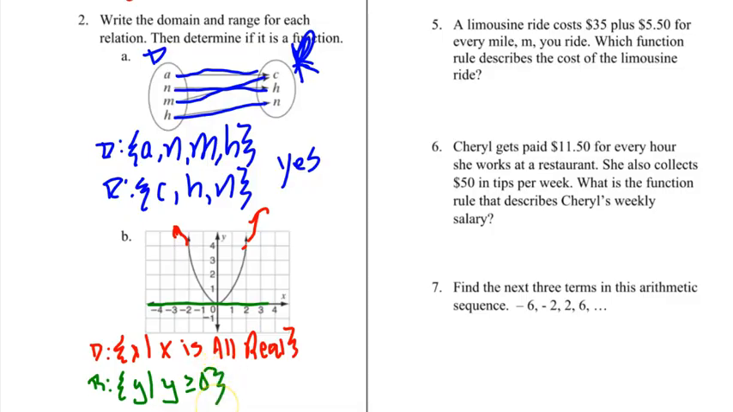Now the question is, would this be a function? And if you were given a graph, you would just do the vertical line test. So if I do a vertical line here, it only crosses in one spot here. So because it only crosses in one spot, this would be a function. So yes, this is a function.